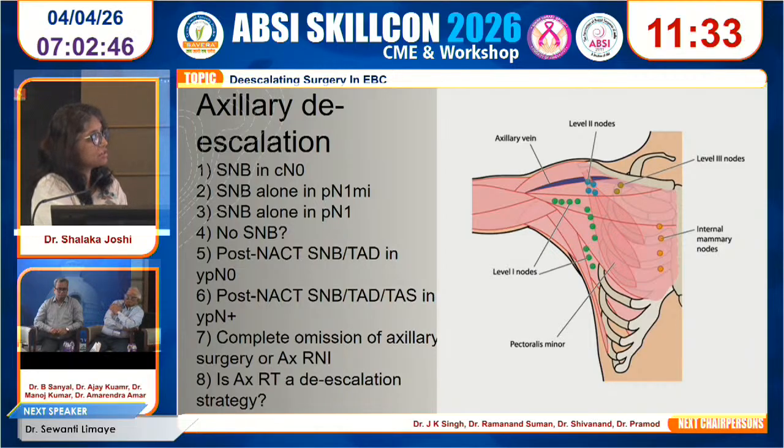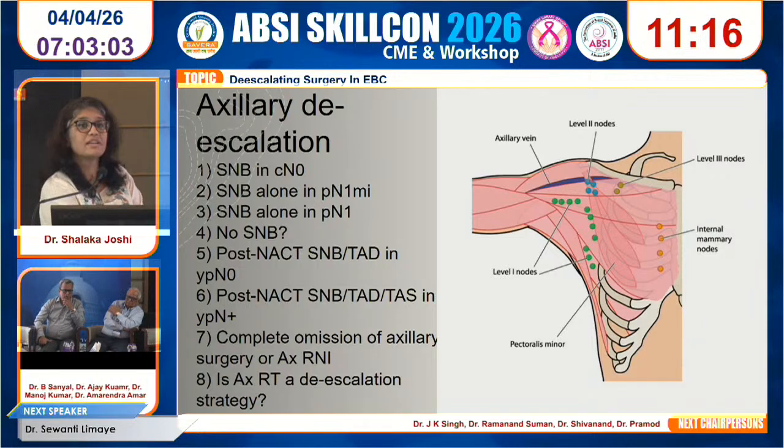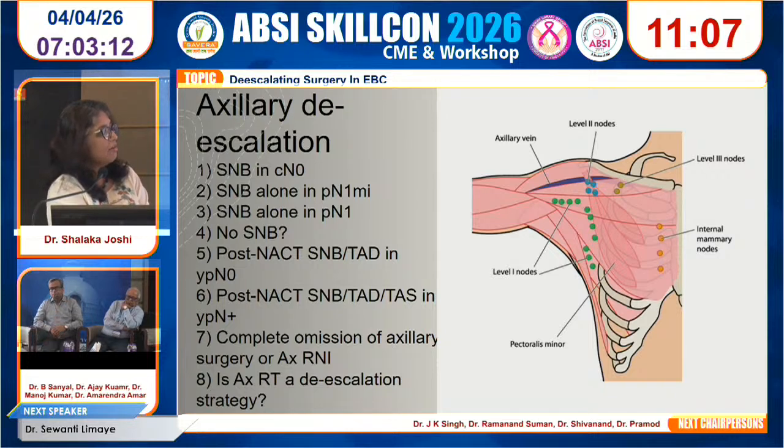Now the main focus of de-escalation has shifted to the axilla. We have SNB, sentinel node biopsy, which was the game changer, which looked at conserving the axilla in clinically N0 patients. Then it progressed to micrometastatic nodes. Then again in positive nodes, no SNB. Any takers for no SNB here in India yet? Then post-chemotherapy SNB, more fancier techniques, targeted dissections. That was in the ypN0 situation. But then in the ypN plus situation, still don't do ALND.